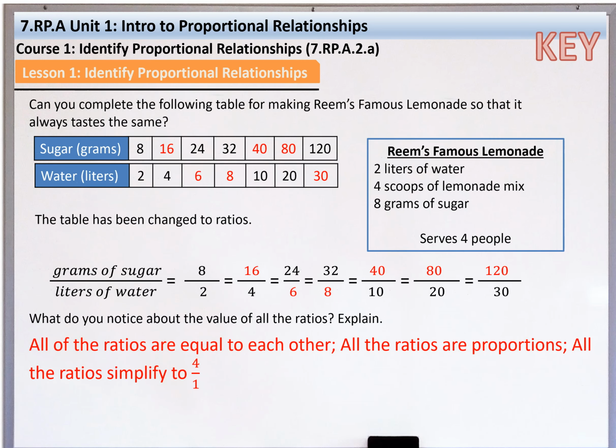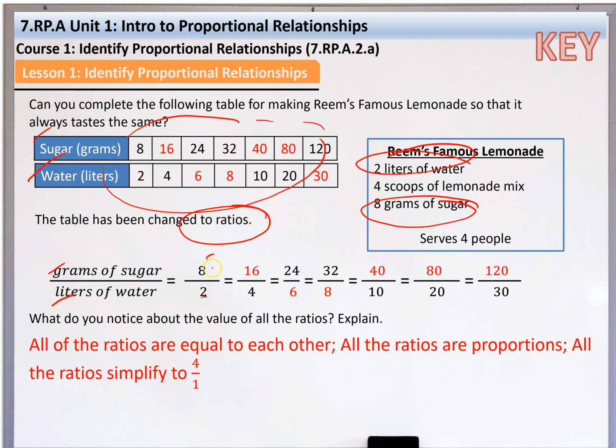All right, so here's the answer key. This is the amount of sugar to water she would need. We took this same table and just made it into a bunch of ratios. So we have grams of sugar compared to liters of water. The recipe says 8 grams of sugar for every 2 liters of water.